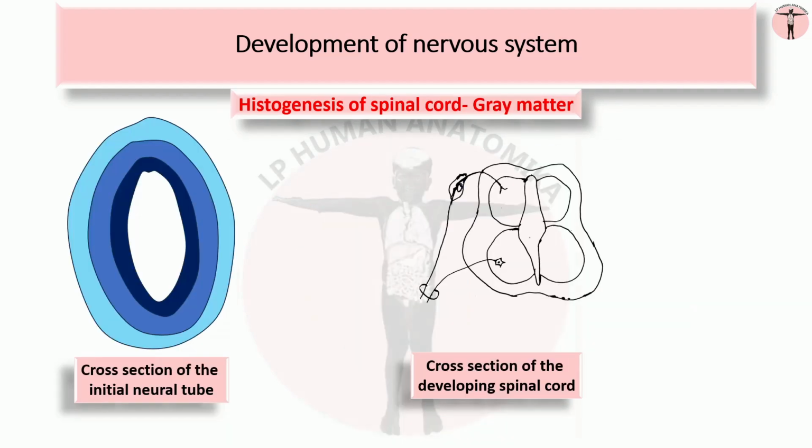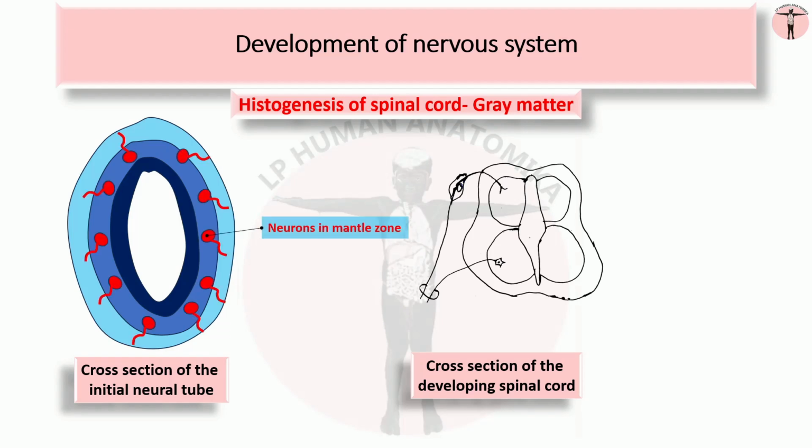Till now, we discussed the histogenesis in general. Let us now discuss the histogenesis occurring in each part of the central nervous system. Going from the caudal part of the neural tube, we will first discuss histogenesis of the spinal cord.